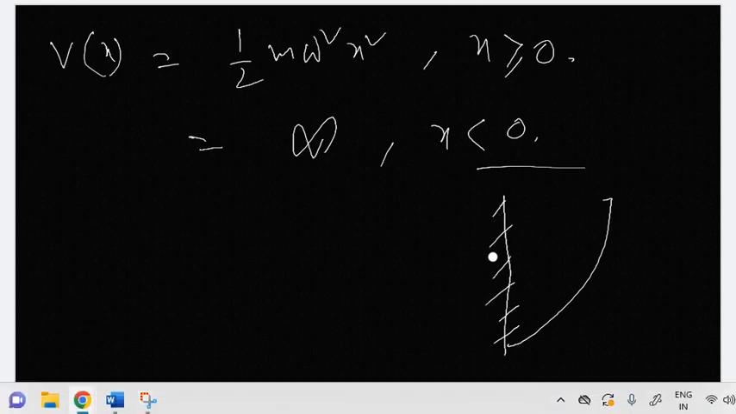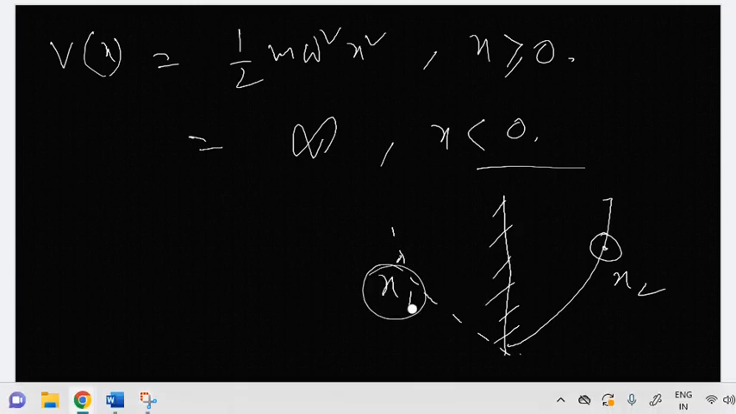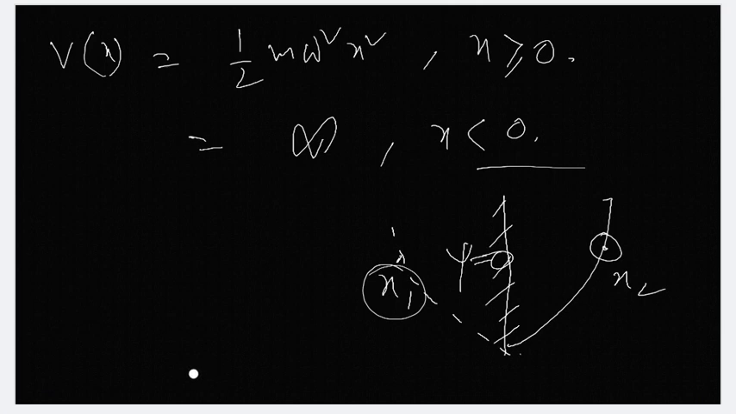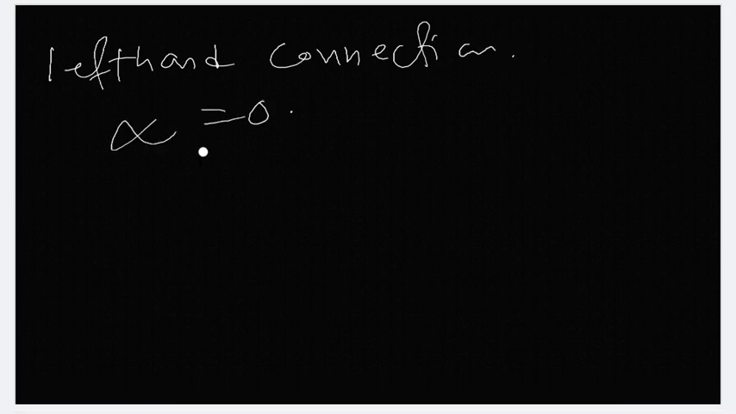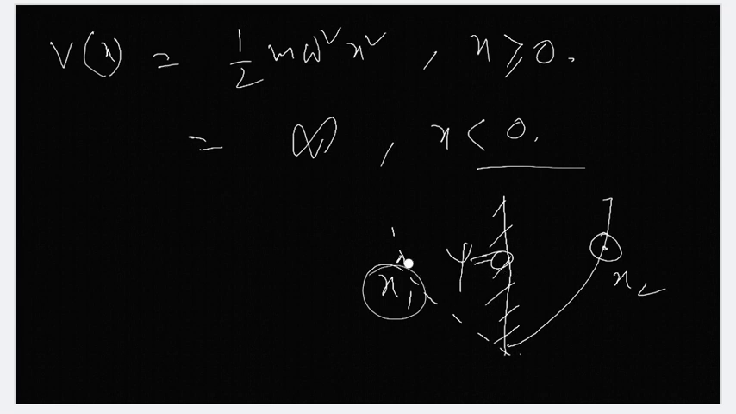So this rigid wall actually seals one classical turning point. The harmonic oscillator has two classical turning points, x1 and x2, but this rigid wall will eliminate the first one. So here the wave function will be 0. So then the connection relation will be changed. From the left hand connection, alpha will be 0 now, because the wave function will be destroyed at the wall. The wave function will go to 0 here, so it will not reach the classical turning point.